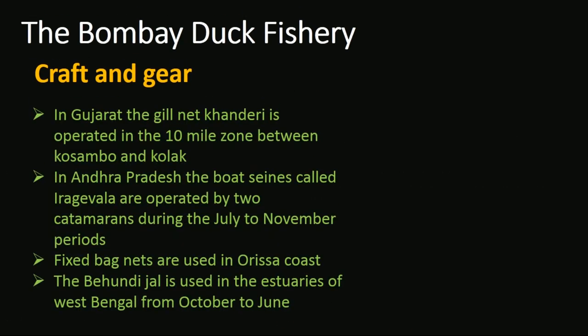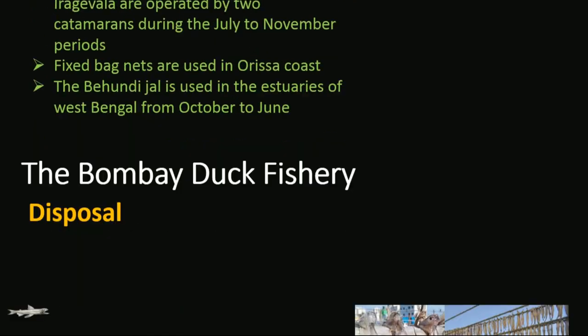In Gujarat, the gill net, called Kandiran, is operated in the tail mile zone between Kosambo and Kolak. In Andhra Pradesh, the boat seine, a seine net operated from the boat, called Irigevala, is operated by two catamarans during the July to November period. Fixed bag nets are used on the Orissa coast, called Bhundi Chal, usually in the estuaries of West Bengal from October to June.